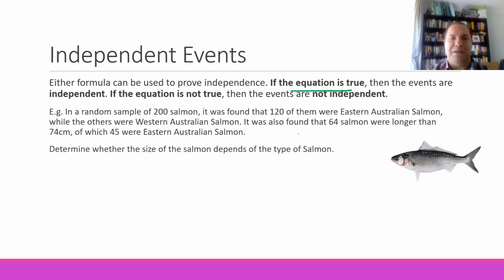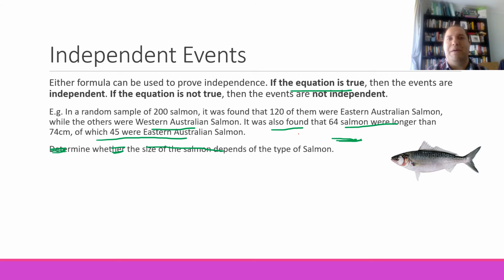So let's actually see what that looks like in an example. We've got 200 salmon, and we found that 120 of them were Eastern Australian salmon, and the others were Western Australian salmon. It was also found that 64 salmon were longer than 74 centimeters, and of that 64, only 45 were Eastern Australian salmon. So let's determine whether the size of the salmon depends on the type of salmon that we've got.